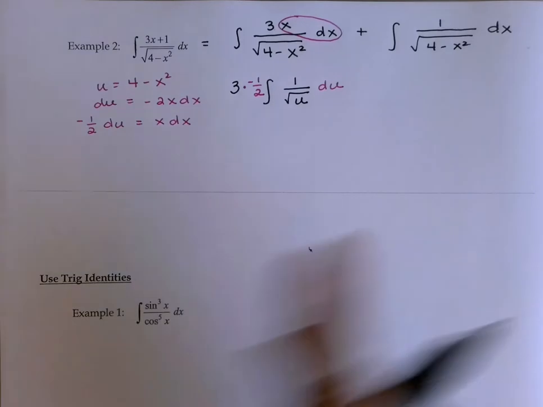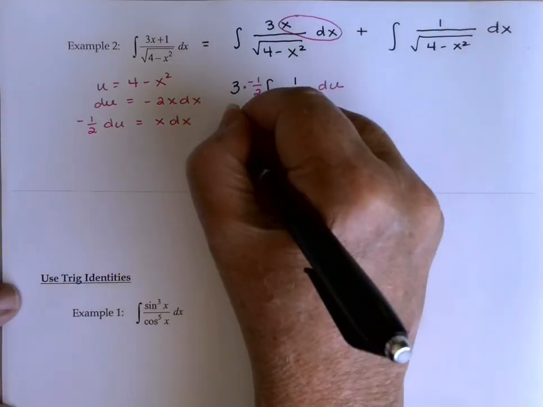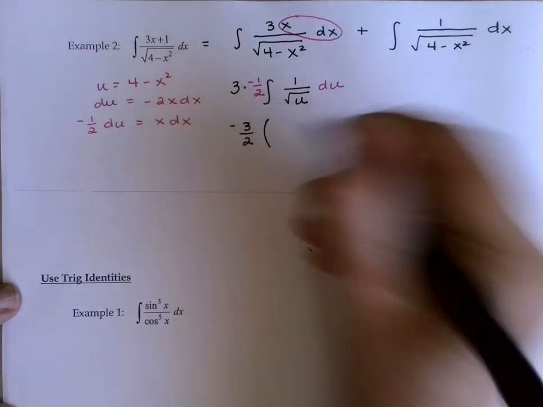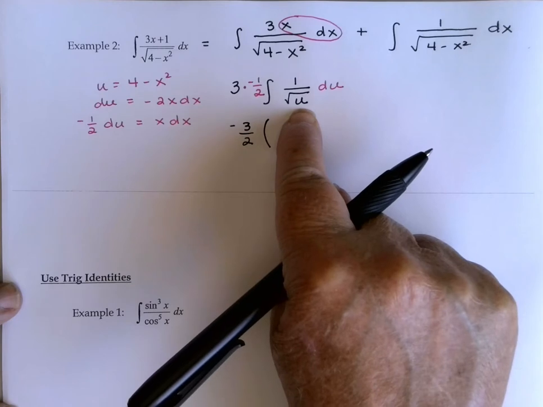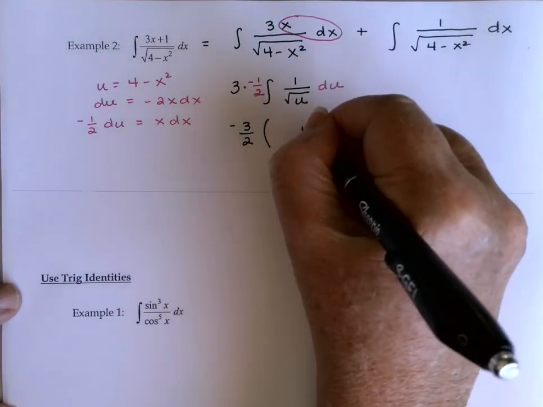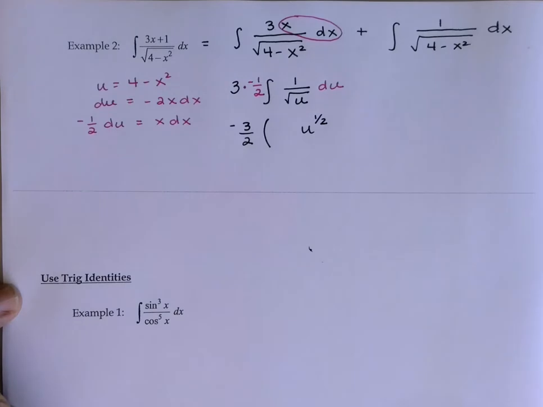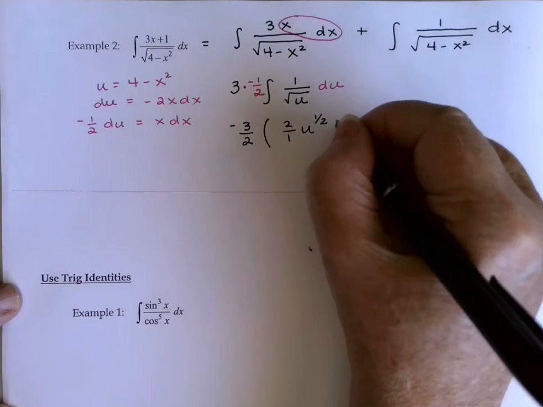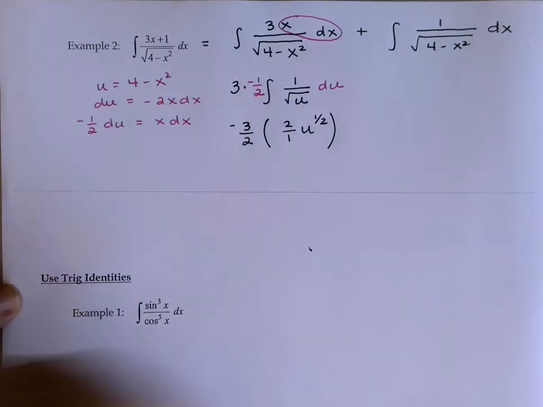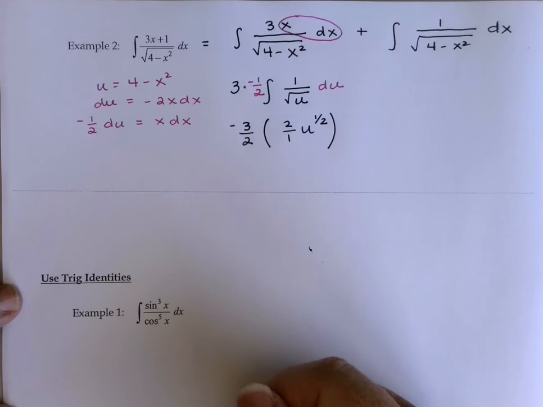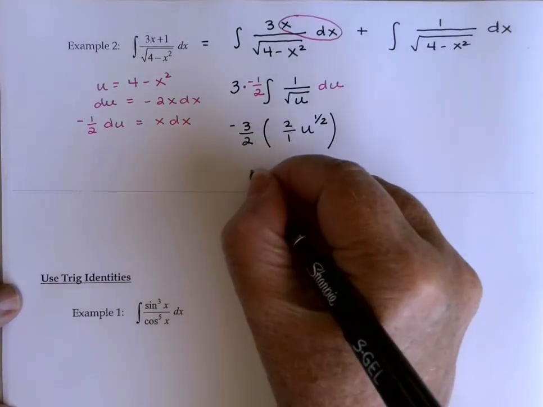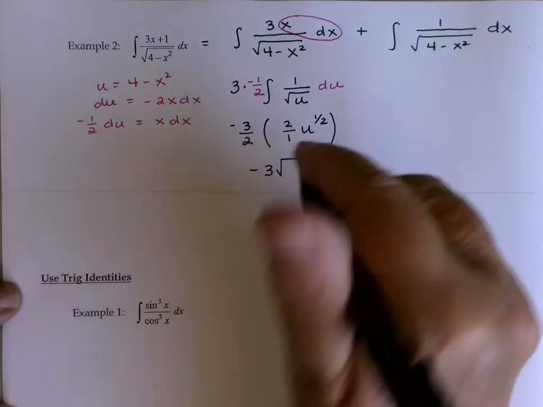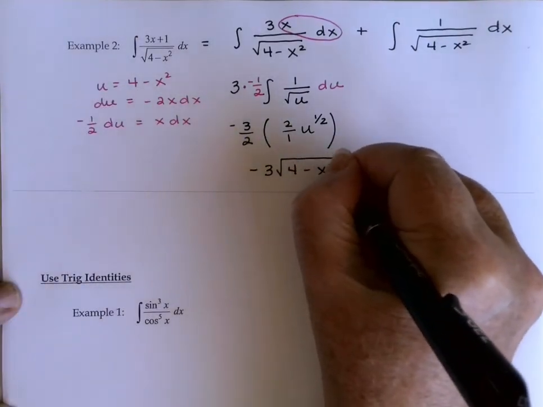Let's just go ahead and finish that one, then we'll come back and work on this one. So I have negative 3/2. Integral of u to the negative 1/2 is u to the positive 1/2. Dividing by a half is the same as multiplying by 2 over 1. And again, I know there's a plus c, but I'm going to wait till I finish the whole thing before I put it in. 2's will cancel here, so I get a negative 3 square root of my u, which is 4 minus x squared.